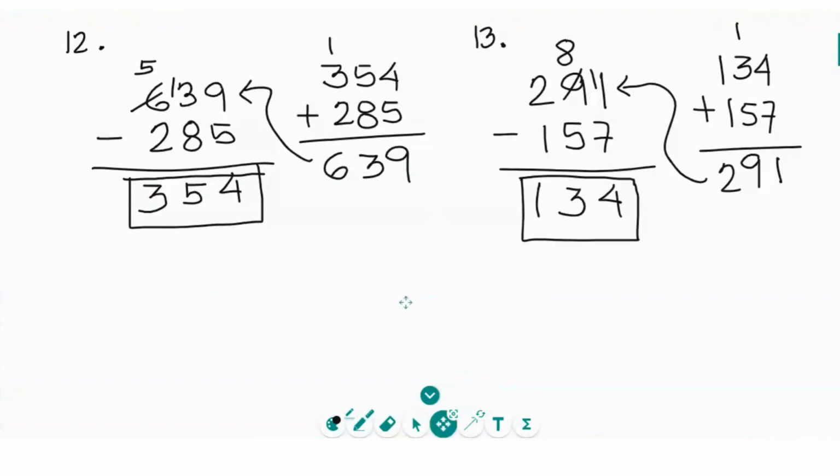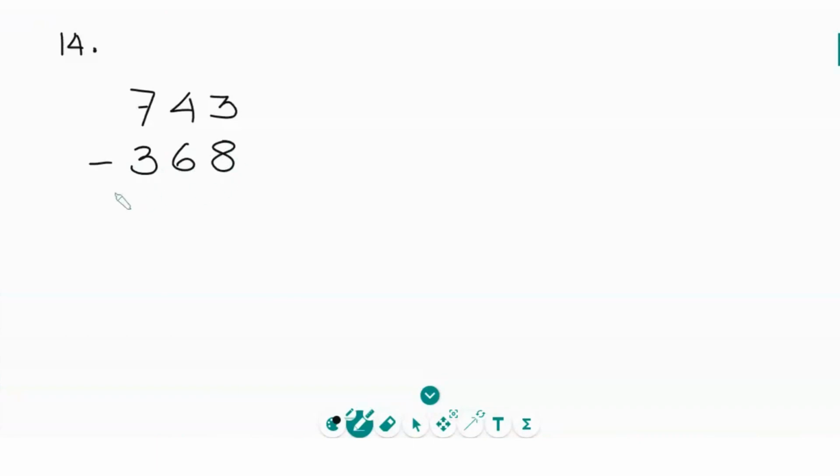Now let's have more practice. Let's move on to number 14. So here in number 14, we have 743 minus 368. So 3 minus 8, this will become 13, and 4 will become 3. So 13 minus 8, that will give us 5. Let's check. 5 plus 8, that will give us 13.